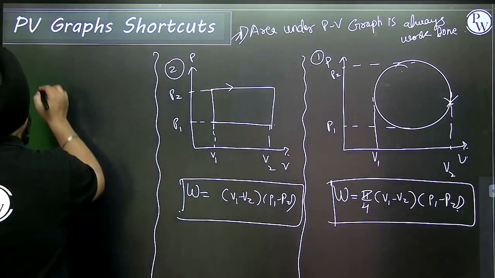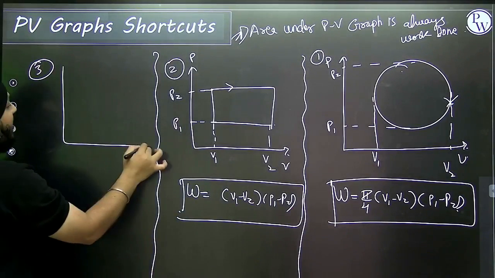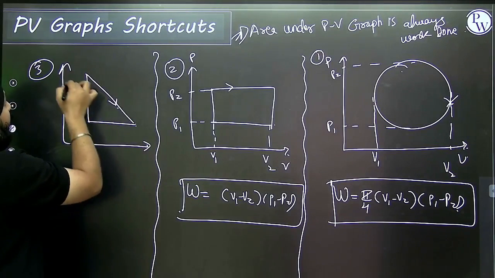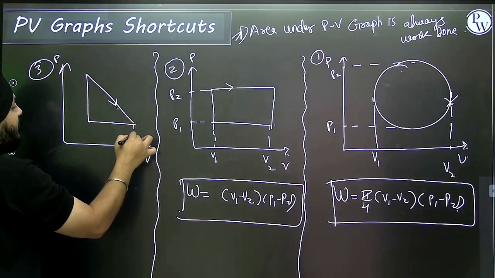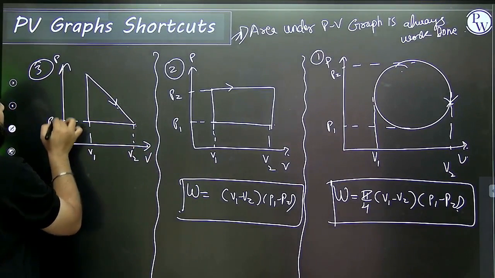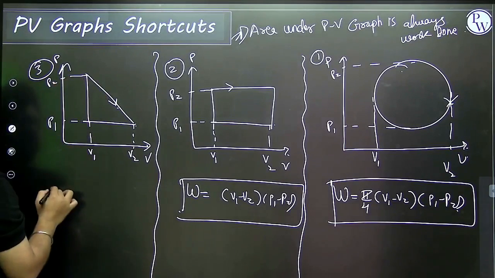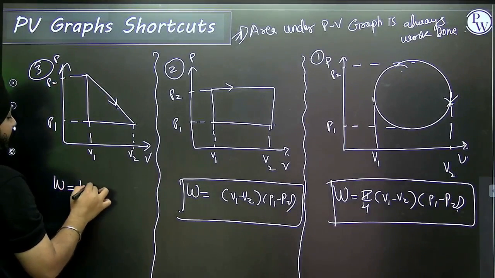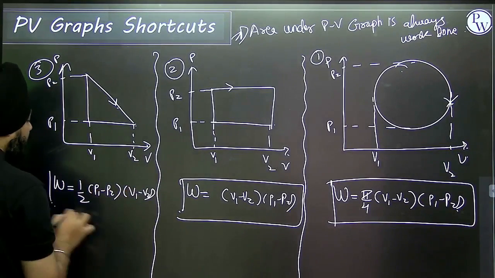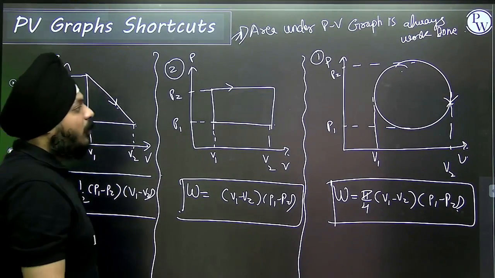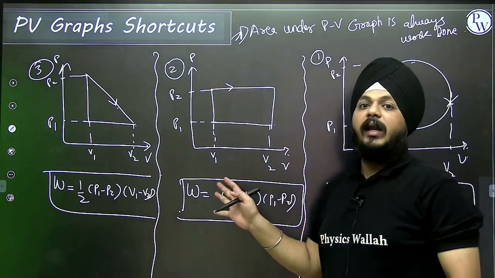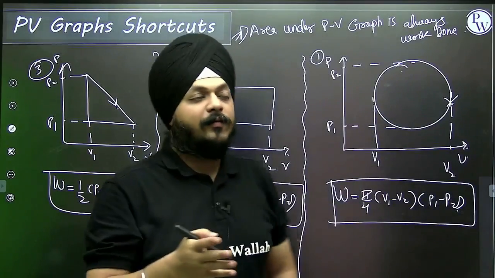Now if I am talking about the third kind of graph, because these kinds of questions are going to come. Suppose the graph is like this. This is a PV graph, this is V2, this is V1, this is P1, and this is P2. In this case, work done can be given as half into (P1 minus P2) into (V1 minus V2). This is the formula for the work done. So there are three special graphs, and for these three special graphs we have three different values of the work done.